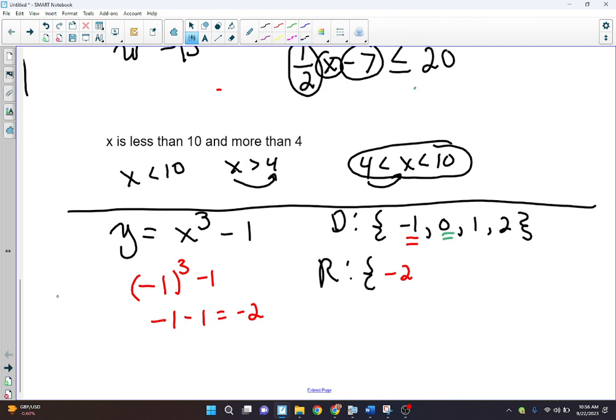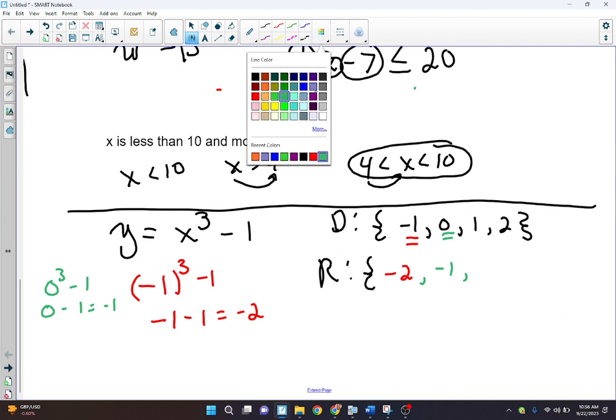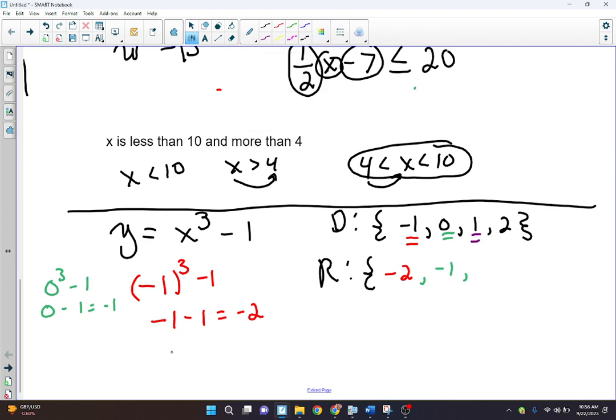Then I plug in 0. 0 to the third power minus 1. 0 times 0 times 0, it's just 0. 0 minus 1 is -1. Give me a purple. 1. 1 to the third power minus 1. 1 to the third power is 1 times 1 times 1, which is 1, minus 1, which is 0.